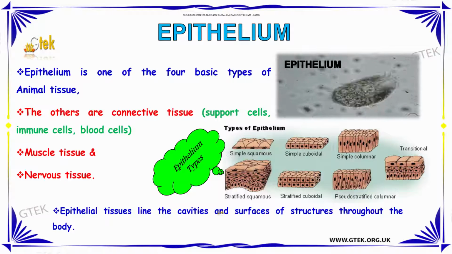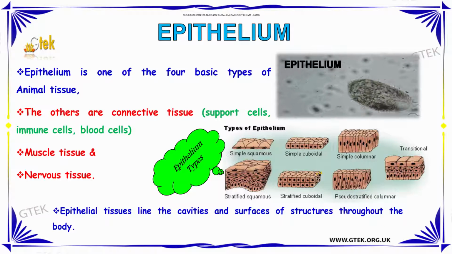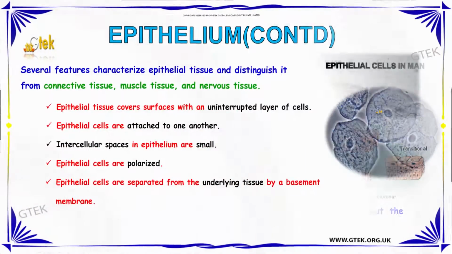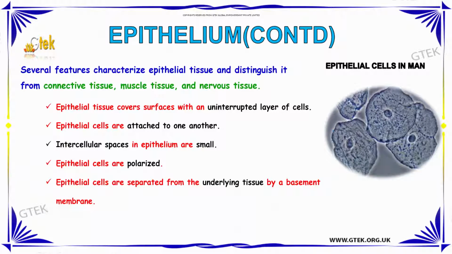Over here, the epithelial tissues line the cavities and surfaces of structures throughout the body. The epithelium tissues have several features which characterize epithelial tissues and distinguish them from connective tissue, muscle tissue and nerve tissue. The epithelial tissue covers surfaces with uninterrupted layers of cells. You can see the uninterrupted layers.